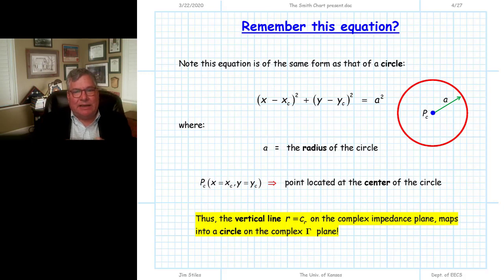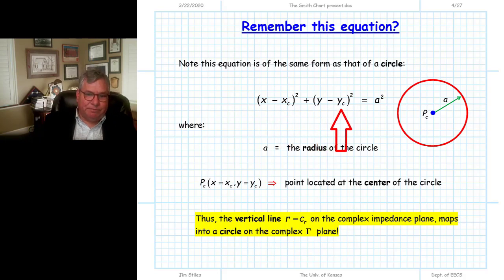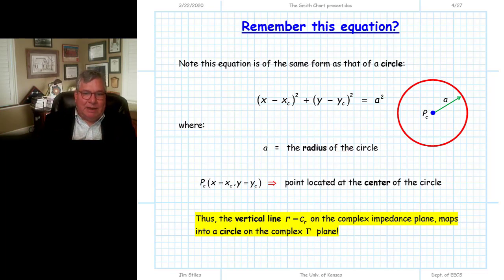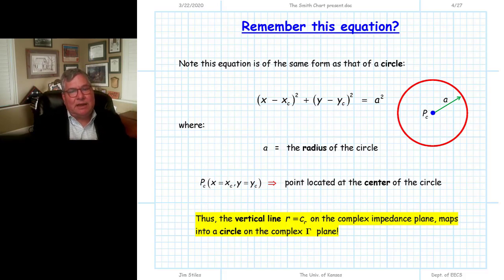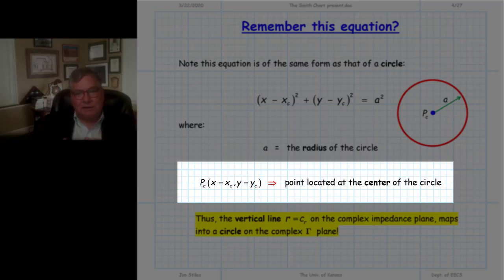We have x minus xc. xc is a constant, some number. Y minus yc. yc is a constant, some number. Again, x and y are variables in the Cartesian plane, but xc and yc are numbers. It might be x minus 1 squared plus y minus 2 squared is equal to radius squared. In that case, what we're saying is that circle would have a center on the Cartesian plane that is located at x equal to 1 and y is equal to 2.